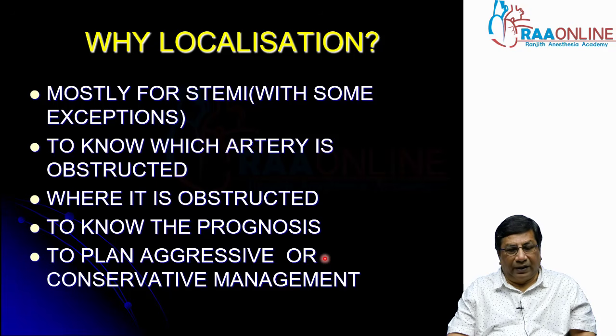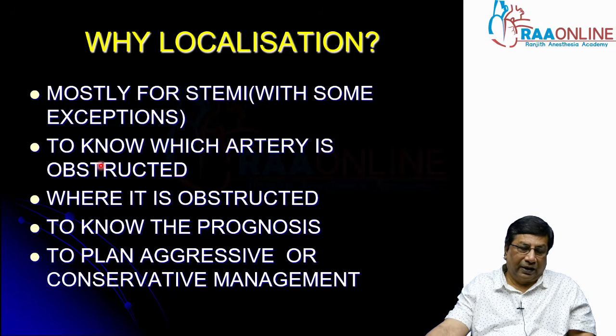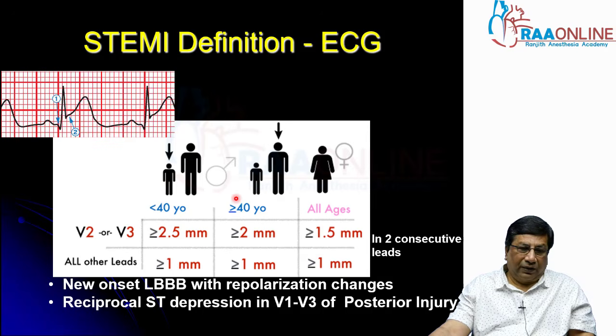So this will give you ultimately not only the artery which is involved, but also where the obstruction is, which will give you the prognosis of the patient even before you treat. So the ECG changes will tell you the localization, as well as the artery, and will tell you whether you have to plan an aggressive management for this patient or a conservative management. So all these crucial informations are there in the electrocardiogram, provided you know the basics of the ECG as well as the basic pathophysiology as well as the ECG changes related to the particular level of obstruction.